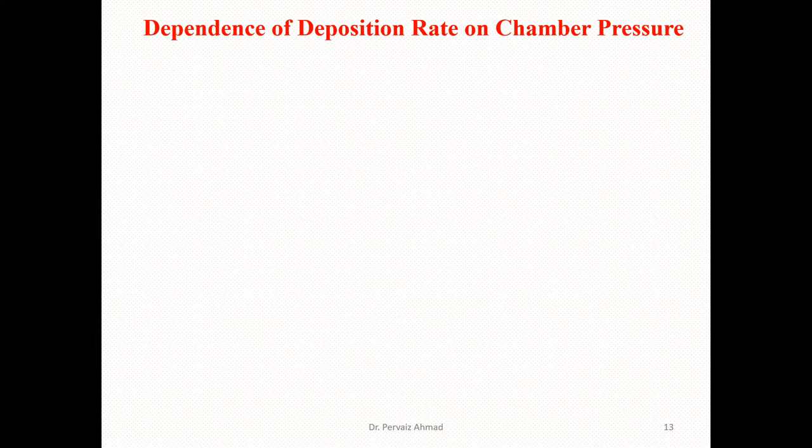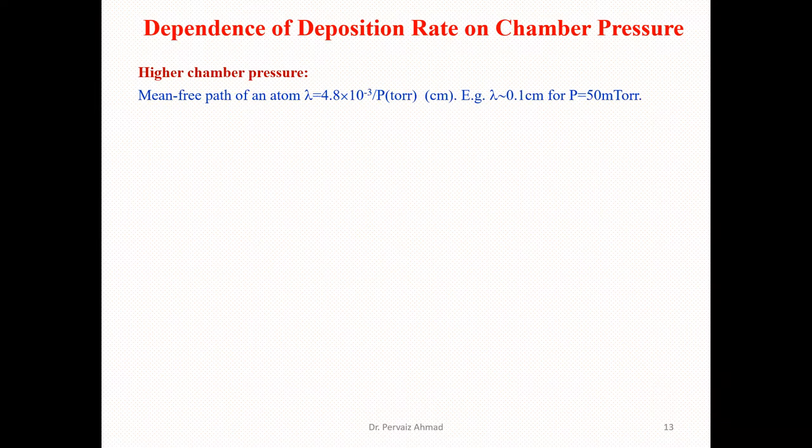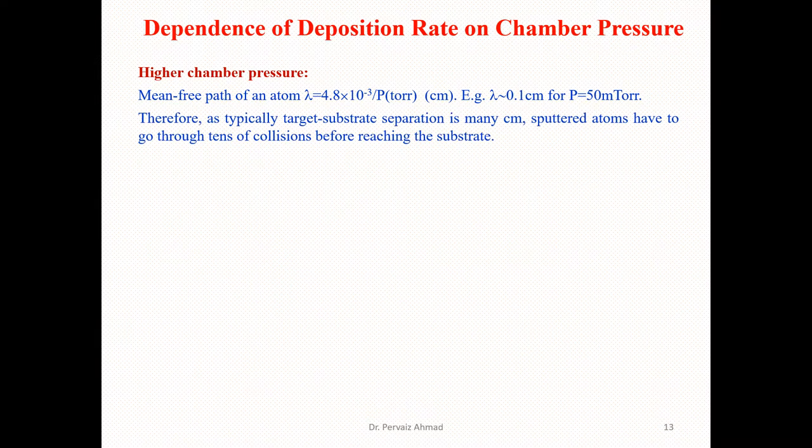Under normal conditions, there is a dependence of deposition rates on the chamber process. The chamber process can also affect the deposition rate. So here we will discuss the dependence of deposition rates on the chamber pressure, starting from higher chamber pressures. What do we mean by higher chamber pressures? It means that in such a condition the mean free path of the atoms is equal to 4.8 times 10 to the power of minus 3 over P centimeters, where P is in torr. For example, a mean free path of 0.1 centimeters corresponds to a pressure of 50 millitorr. A typical target-substrate separation is many centimeters.